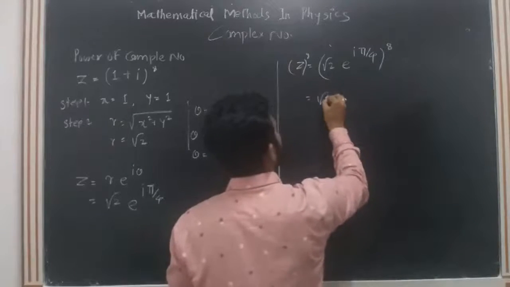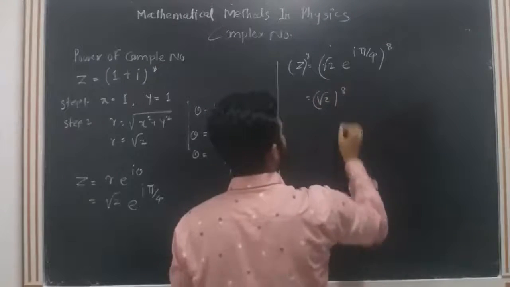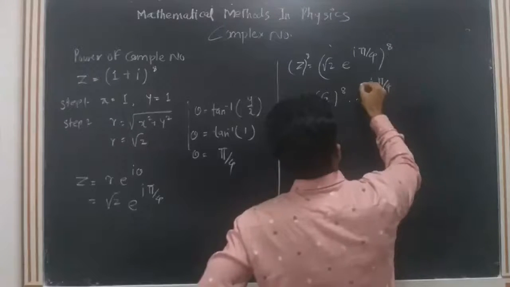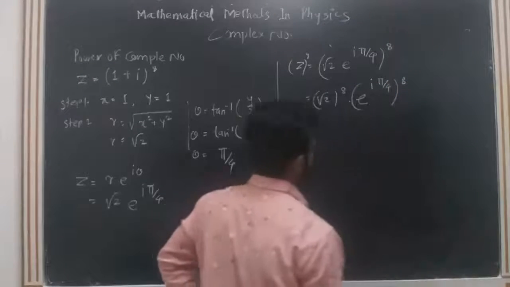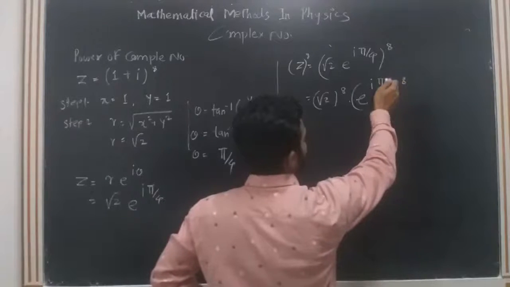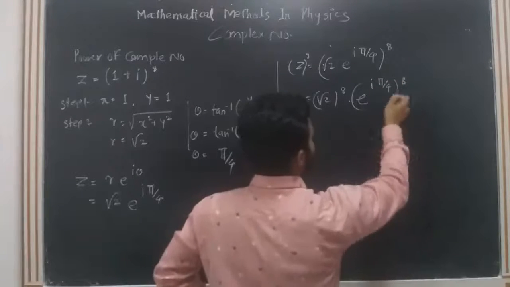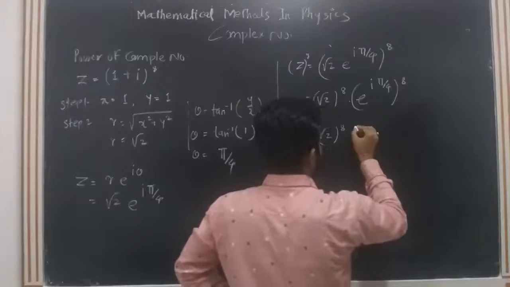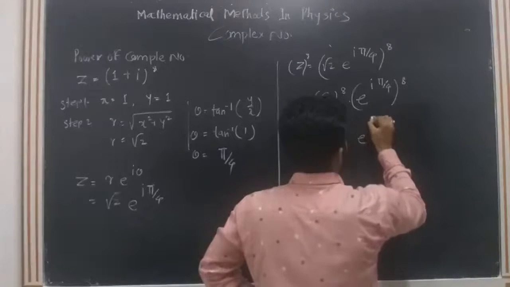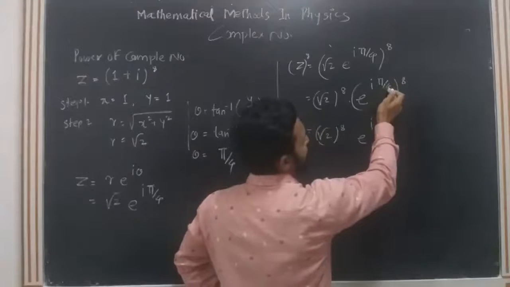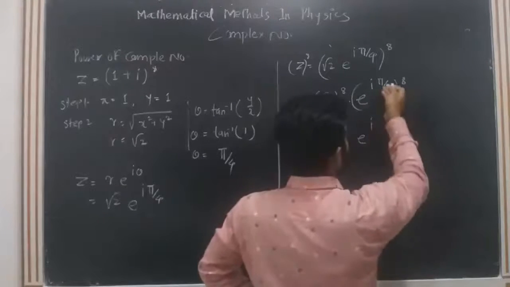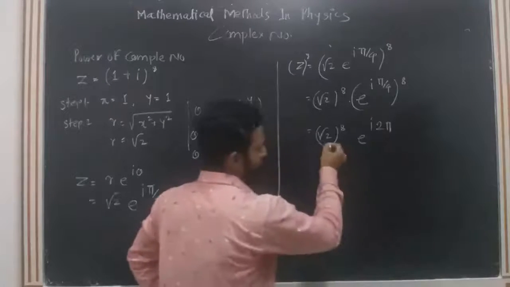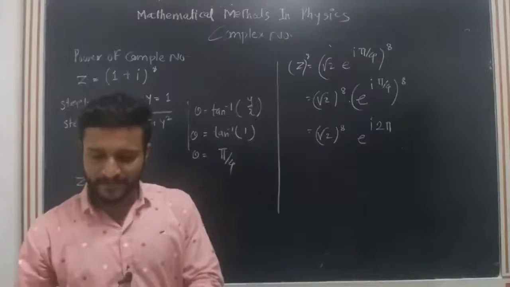So we can rewrite this as root 2 raised to 8 into e raised to i pi by 4 raised to 8. Just multiply this 8 with pi by 4, and you will get root 2 raised to 8 e raised to i 8 pi by 4. Therefore 4 into 2 is 8, so it's 2 pi. And what is the value of root 2 raised to 8? Yes, it's 16.